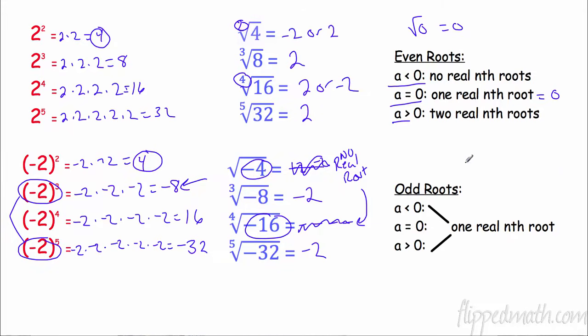Now here's something odd. Get it? You see what I did there? Odd. Odd roots. When we have odd roots, it doesn't make any difference. There's only going to be one answer. All right? If I had a positive number inside, I get a positive answer. If I have a negative answer inside, I get a negative answer. But there's only one real root.